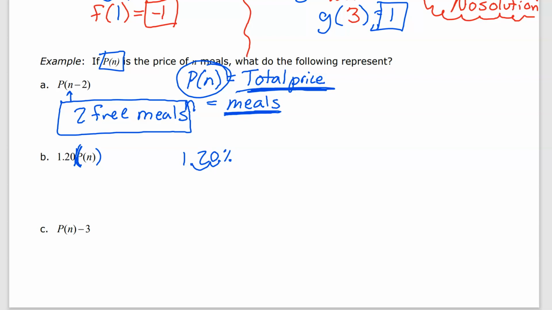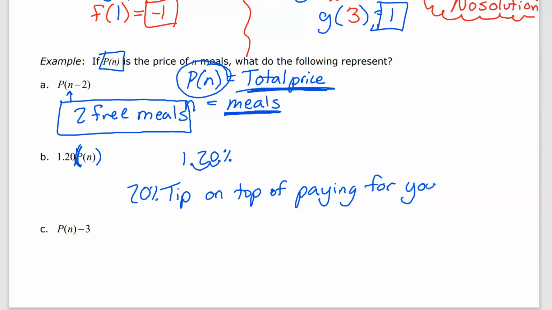And if I was in class, I would ask you guys. And somebody would tell me, well, you always pay 20% extra, and that's going to be for the tip for the server. Okay, so that means you're paying 20% tip on top of paying for your meal. All right, so that's what that means.